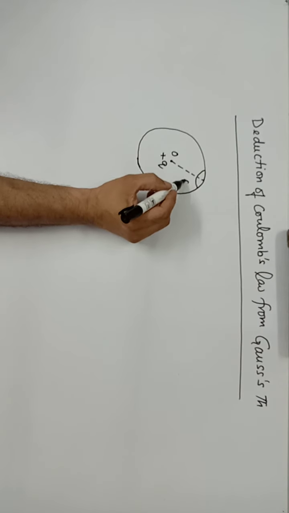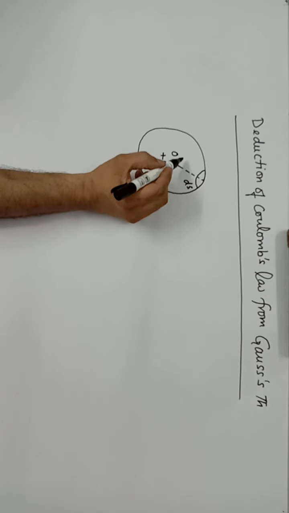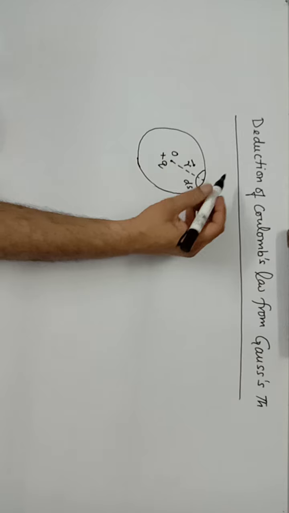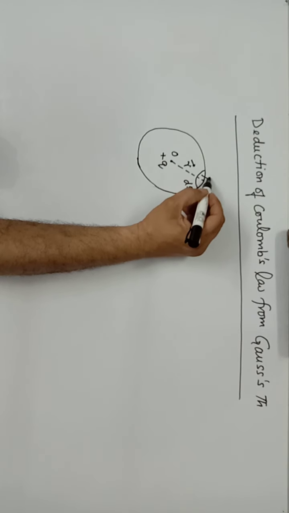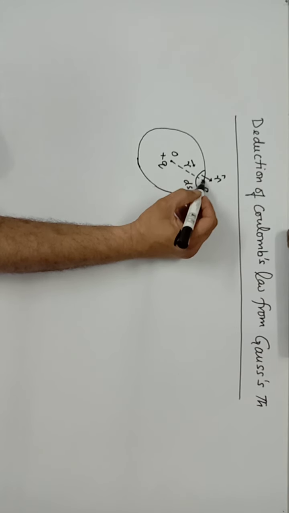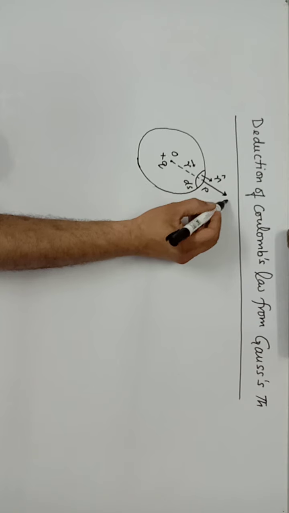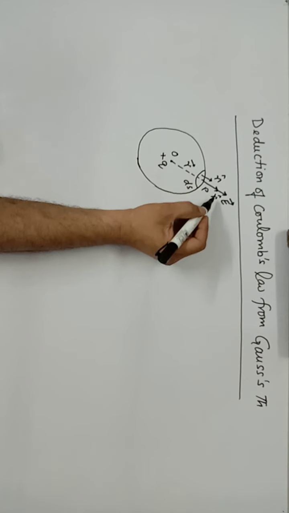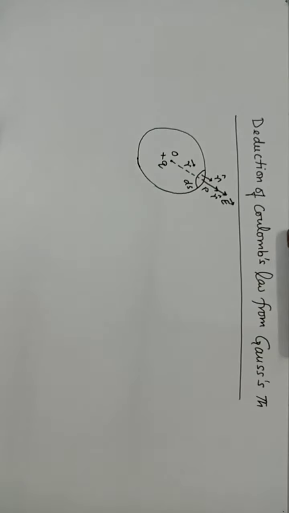This is ds, radius r. This is a point P. The diagram is the same as in Gauss's theorem. Unit vector n cap. The direction of the field, the electric field lines, and this is the unit vector along the radius.